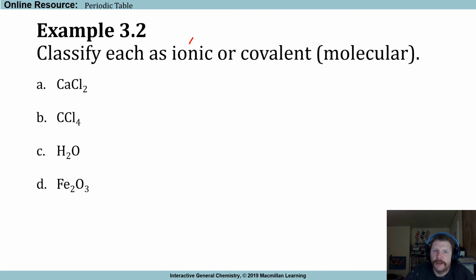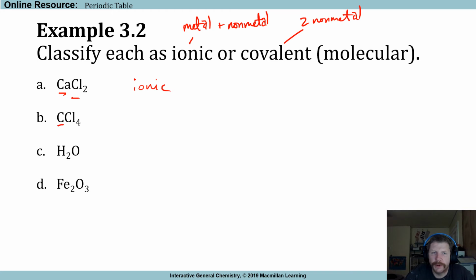Remember, an ionic is metal plus nonmetal. Covalent is two nonmetals. Or covalent / molecular is two nonmetals. Okay, so calcium is a metal, chlorine is a nonmetal. Therefore, this is ionic.